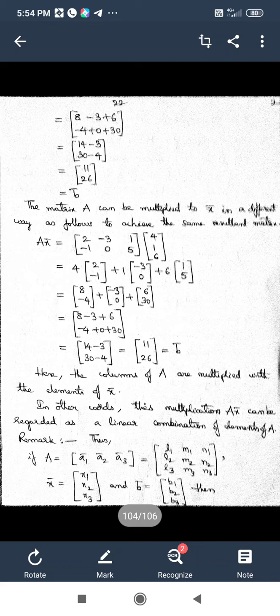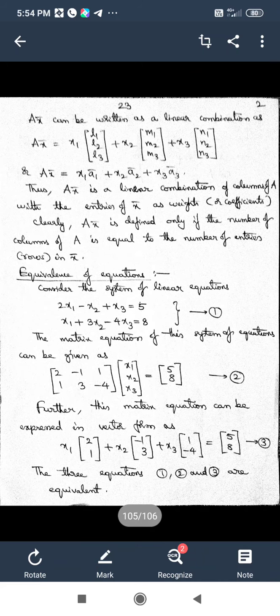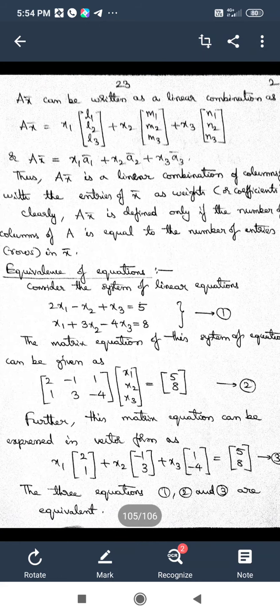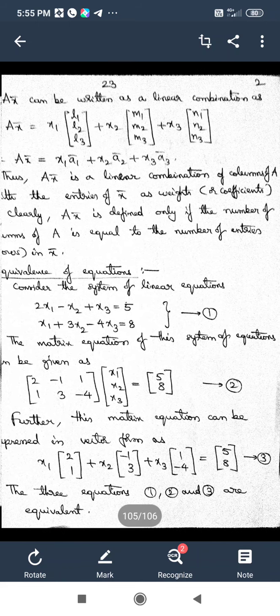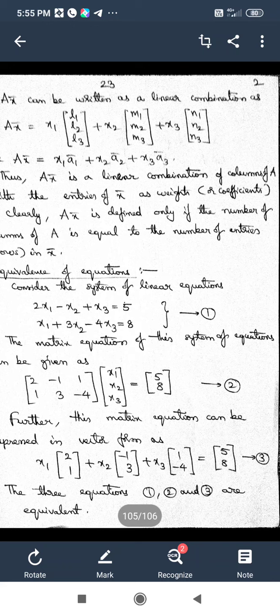And after that we have seen the equivalence of relations. Equivalence of relations means we have seen that whether the system of linear equations is taken in equations form, or in matrix equation form as A x bar is equal to b bar, or in the linear combination form as in equation 3 here, they are one and the same. All these three represent the same system of linear equations.